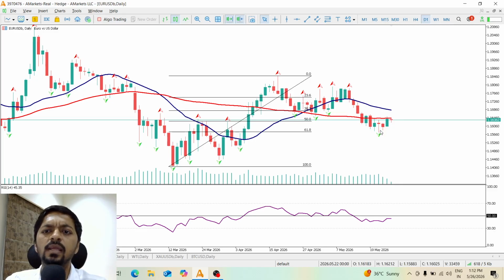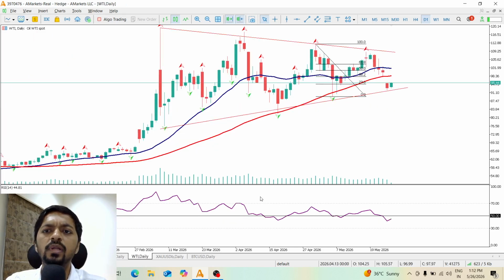But if price is breaking below the 61.8 level and sustaining below the same, we can expect 1500, also 1450 in the upcoming session. At this point of time, the short to medium term trend is indicating a make or break level. The long term trend is still sideways to bullish.